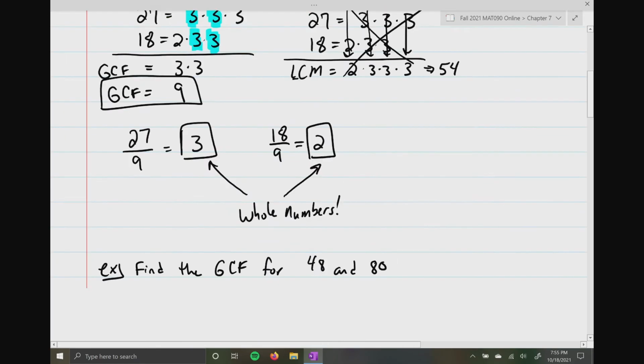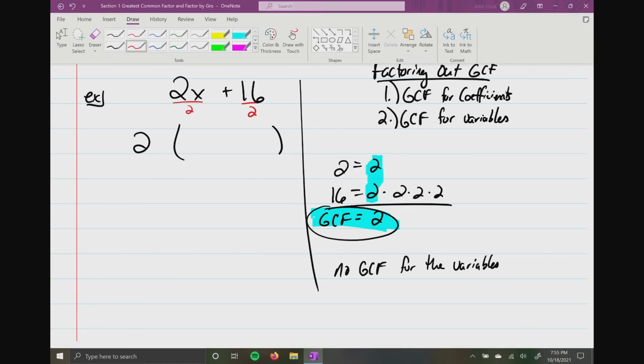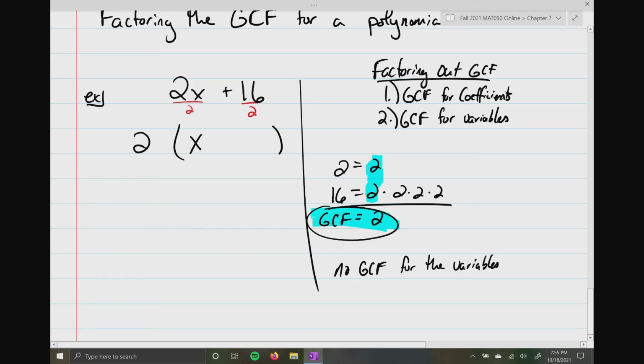Therefore, when I go all the way back down to my problem, when you tell me that the GCF is 2, what you're really telling me is that you can divide all these terms by the number 2. And when you do that, watch what happens. 2x divided by 2 is going to be x because the 2's reduce. Then you have a plus sign, so copy it down. And then 16 divided by 2 is 8. And right there, you've just successfully factored your first polynomial.